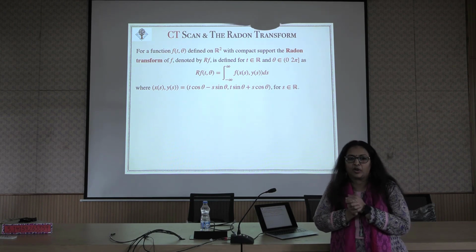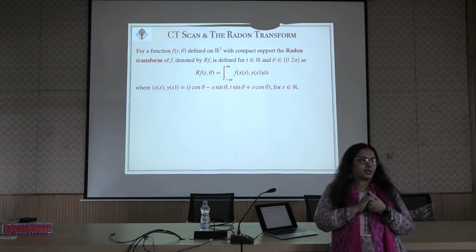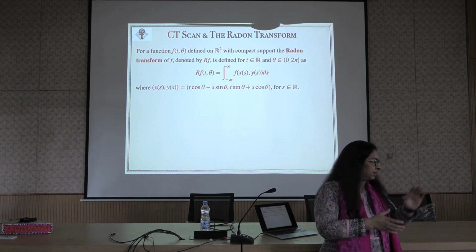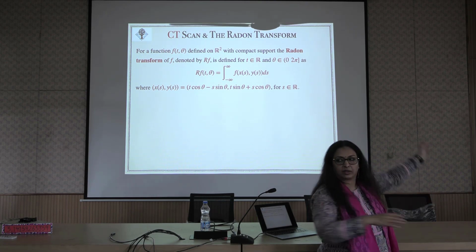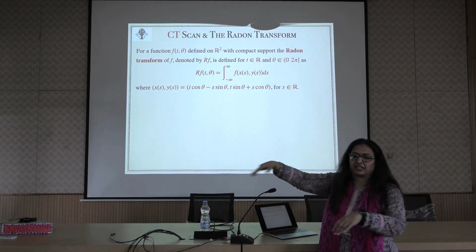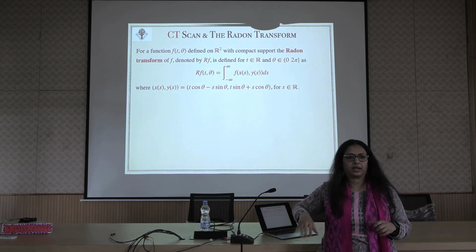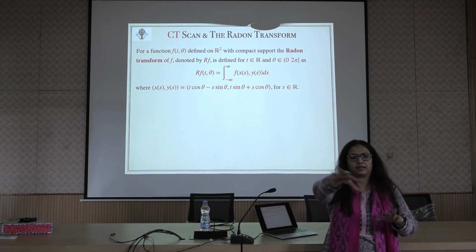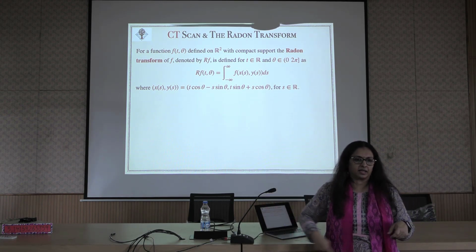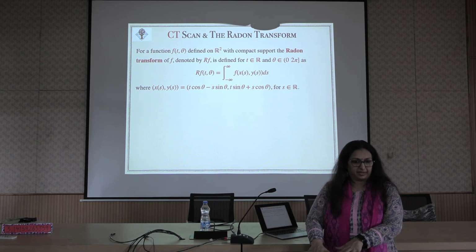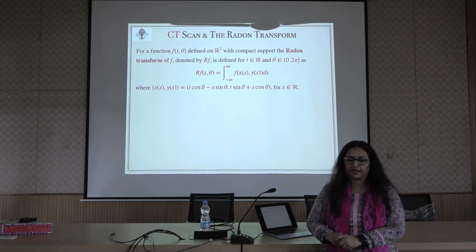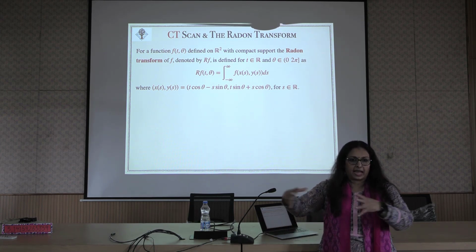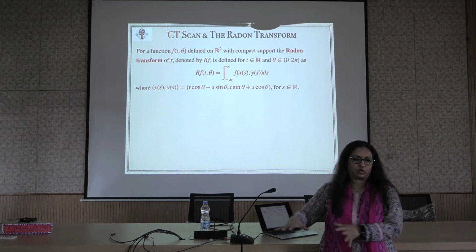So what is the Radon transform? We're going to look at functions of two variables. Just imagine the corner of the room as your x-axis, y-axis and z-axis. And imagine that you've drawn a little crooked circle on the x-y plane. Then this function is taking values everywhere in that closed region that you have drawn.